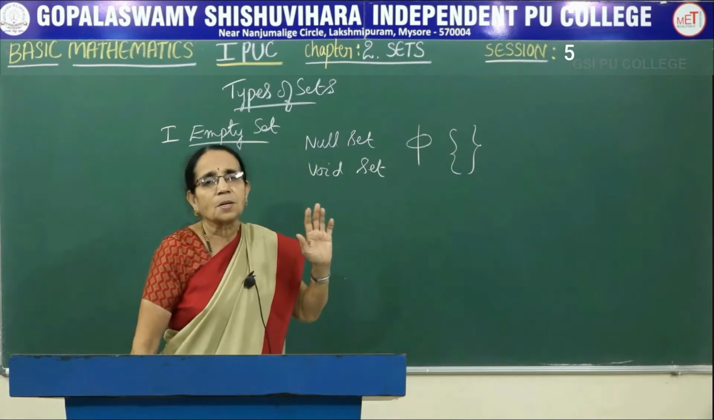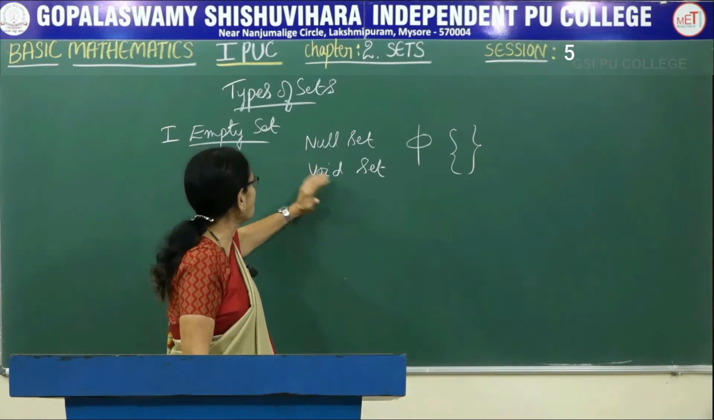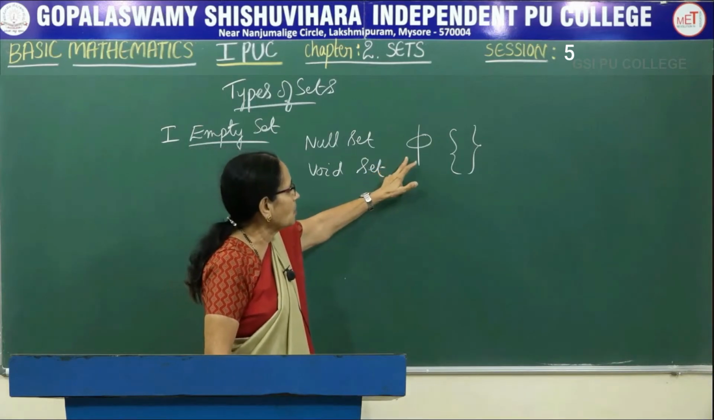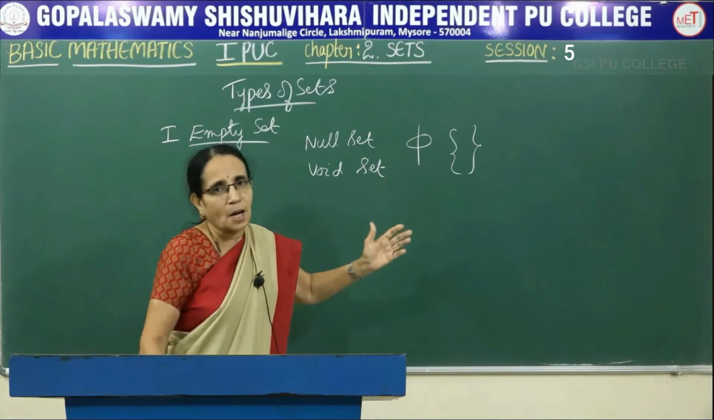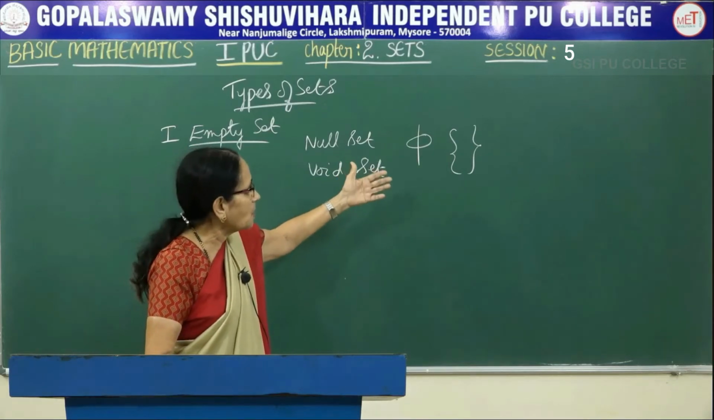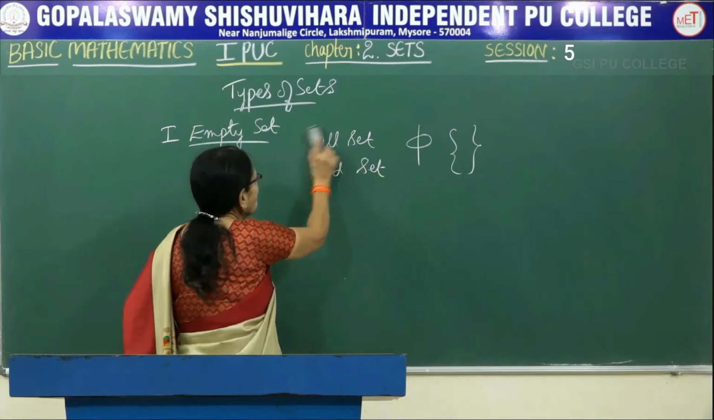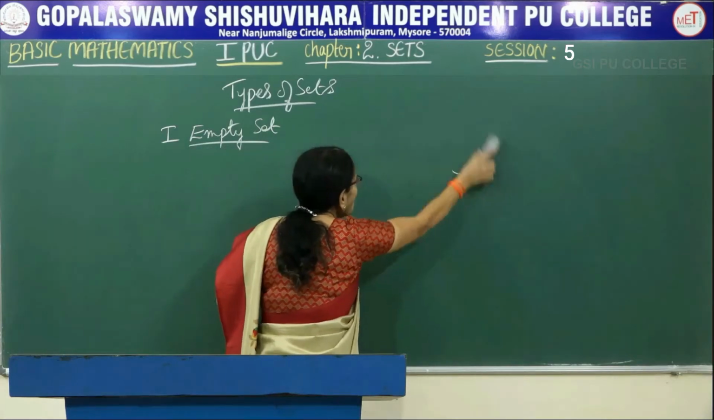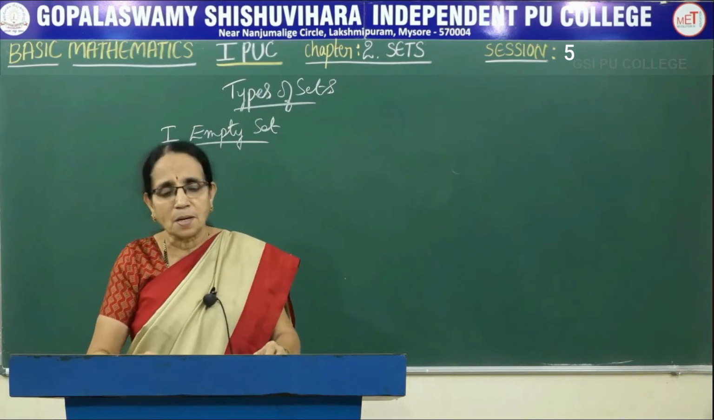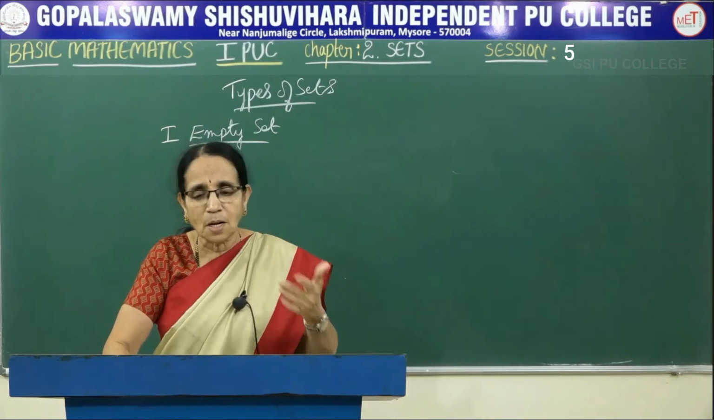So a set which does not contain any element is called a null set or a void set or an empty set, and it is denoted by the Greek alphabet phi, or we write empty brackets, a pair of empty flower brackets. That gives you the notation for an empty set. Now, we can think how a null set can exist. Certainly, by putting a particular condition, we can say that no element belongs to that set.